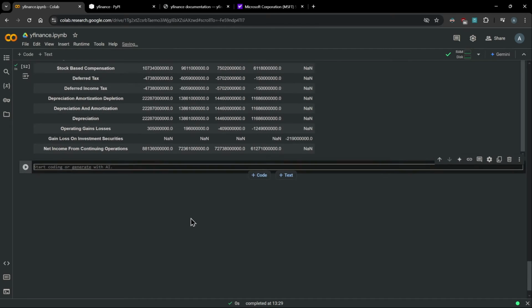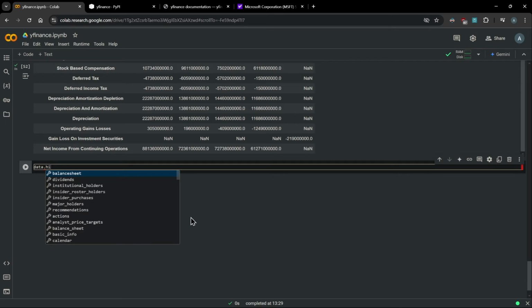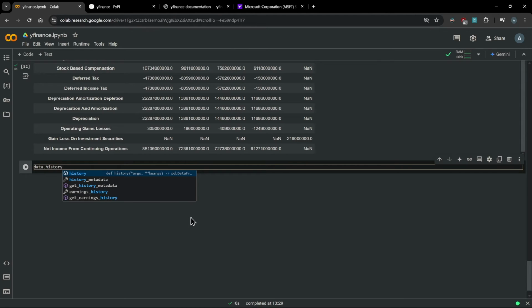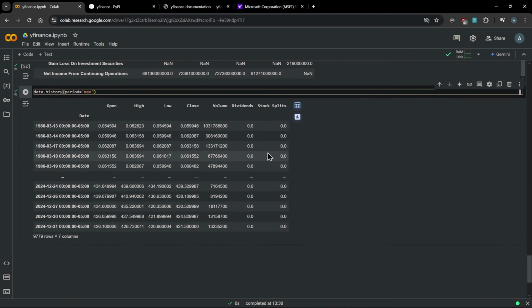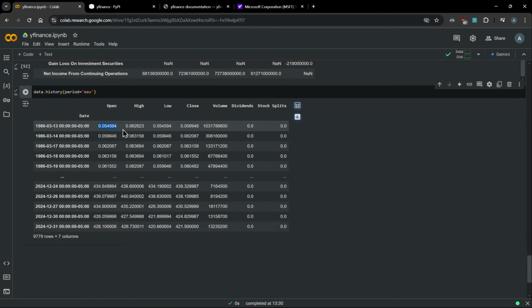And if you want to look at the history of stock prices, you can say data.history, and you have to mention a time period. Let's just say maximum for now. So yeah, you can see that it started with just 5 cents. Now it's at $426. That's quite the progression.